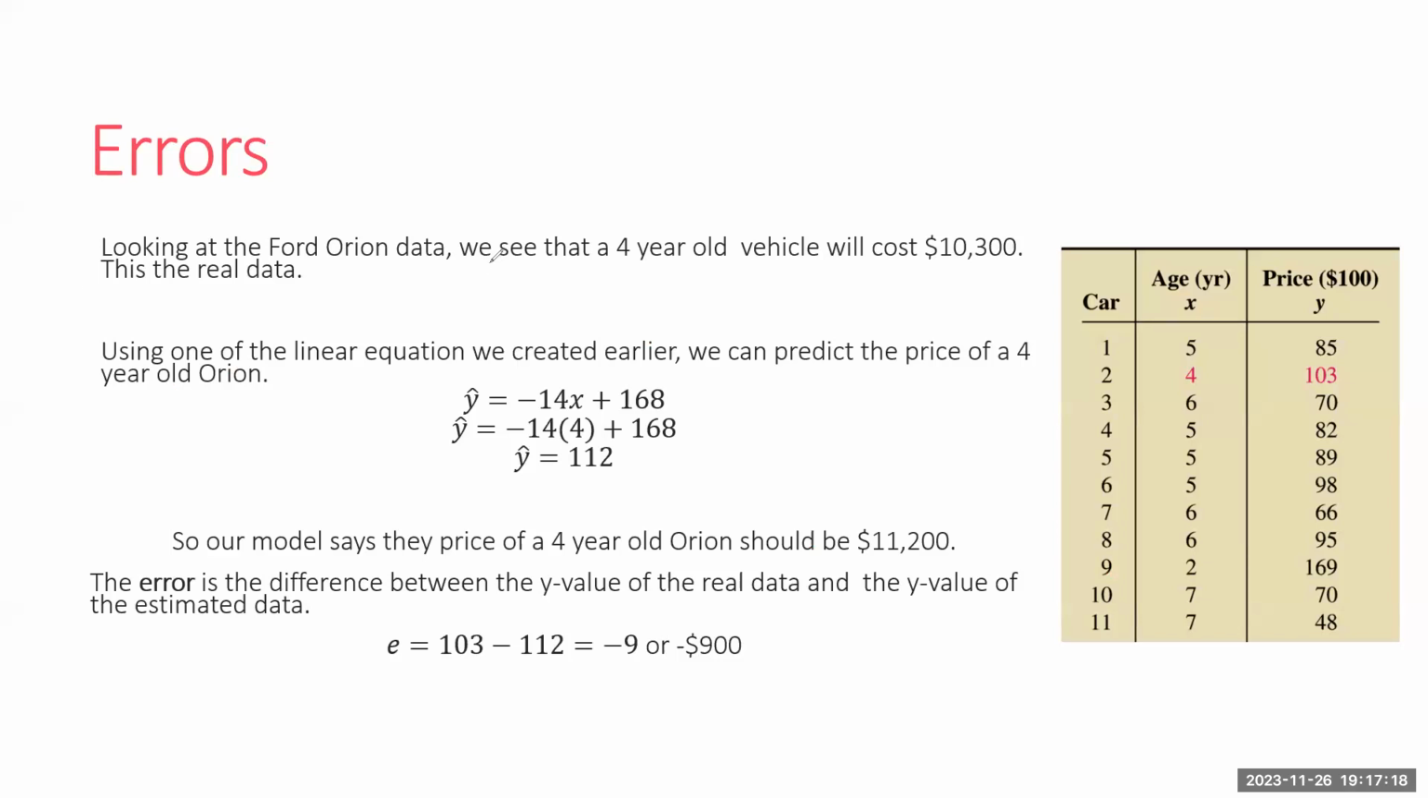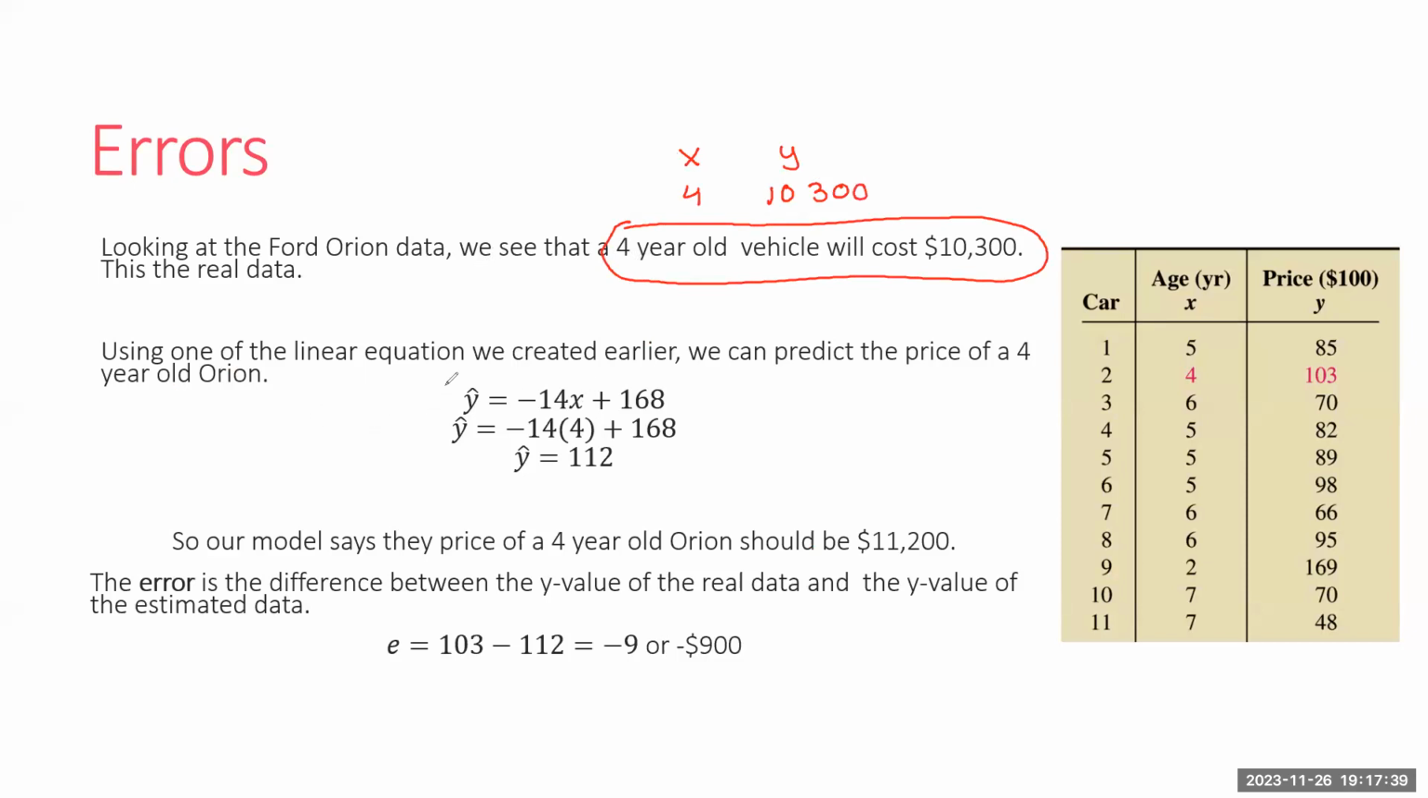So if we go back to that Ford Orion data, we see that a 4-year-old vehicle should have a value of $10,300. This is your real data. So we're saying X is 4 and Y is this.